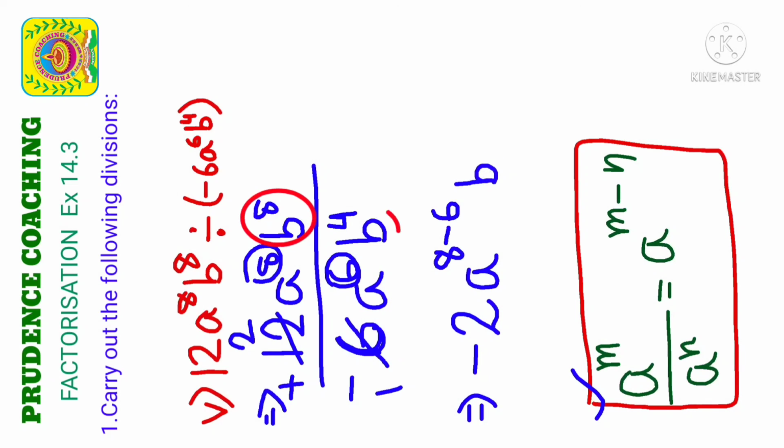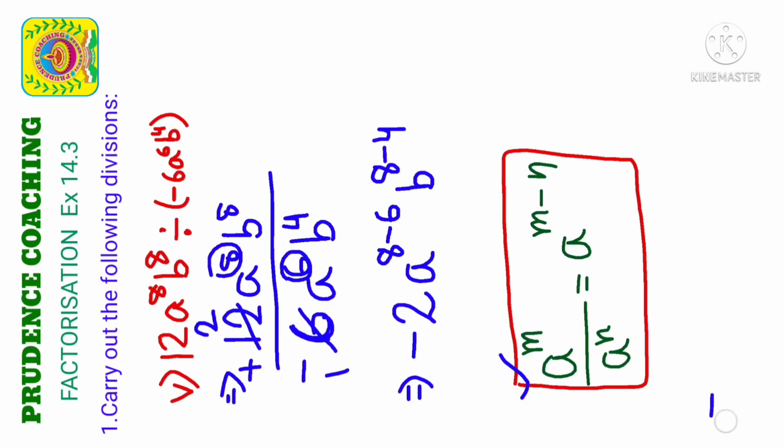Next we have b as the variable. We have 8 in the numerator as the power and in the denominator we have 4. So here our final answer will be minus 2 a to the power 8 minus 6, that is a to the power square, b to the power 8 minus 4, that is b to the power 4.